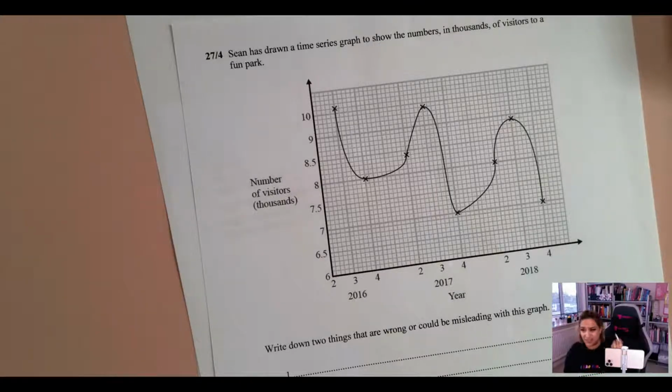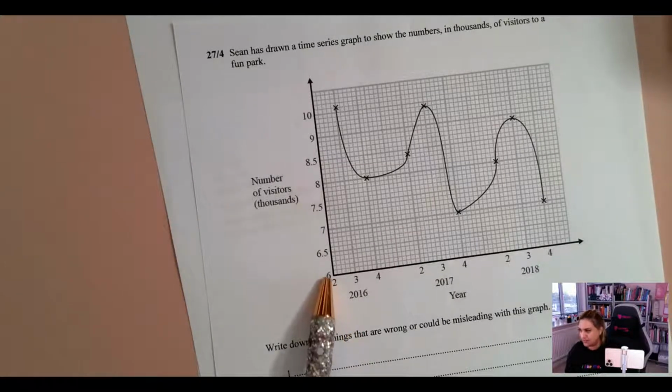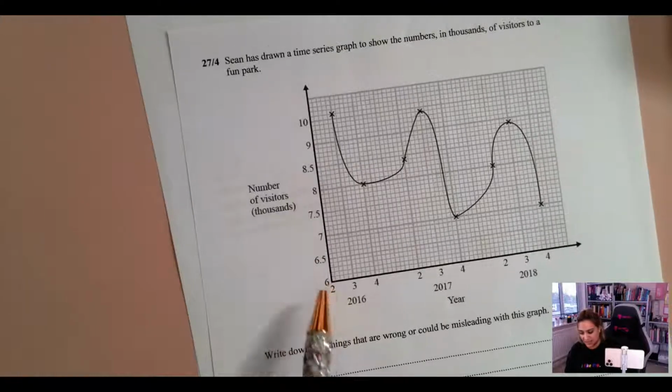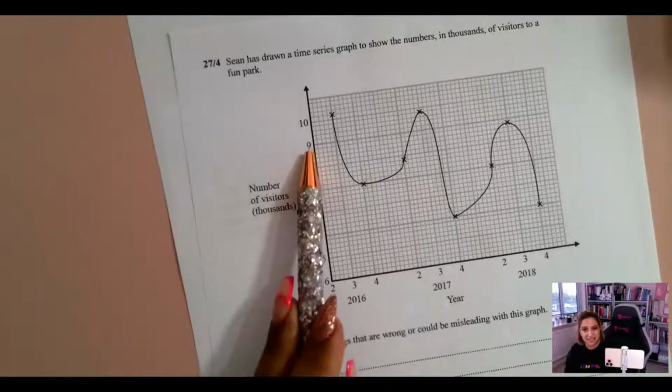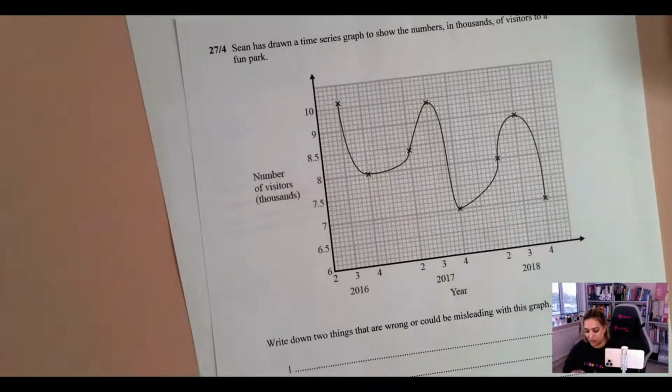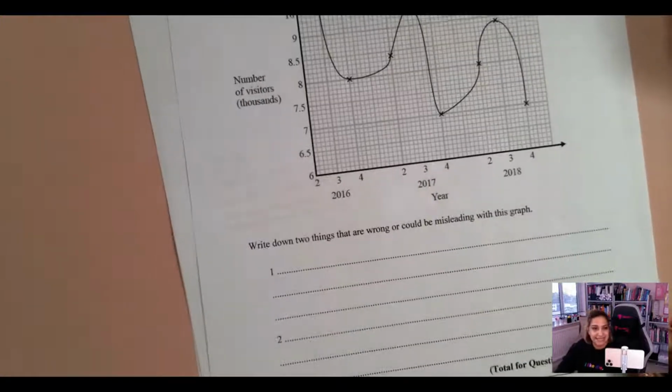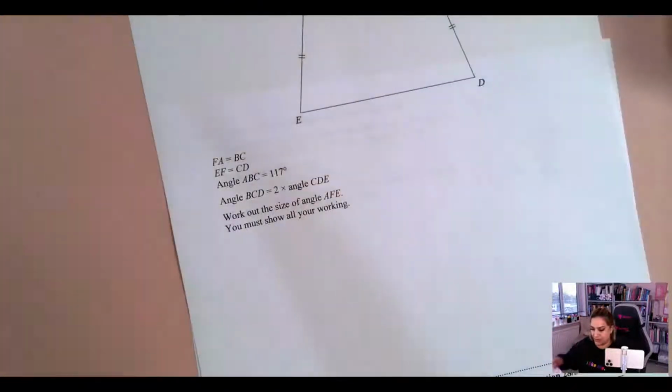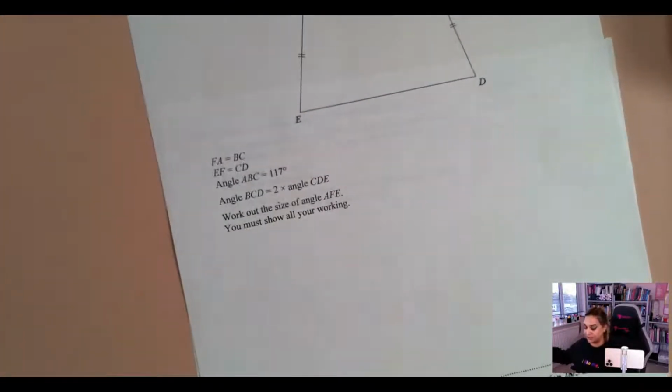Look at your axes. You go in your head, do my axes make sense? Well, they kind of do. They don't start at 0, the vertical axes. They've missed 9.5 out. There's more than 2 things you could say. Okay? It's not very clear. So that's what could be misleading about the graph. Okay, got 2 more questions.